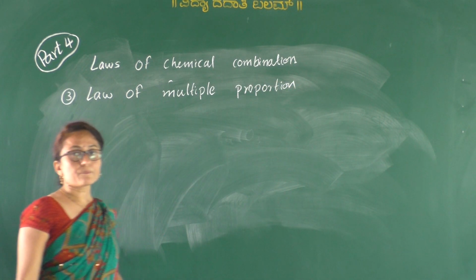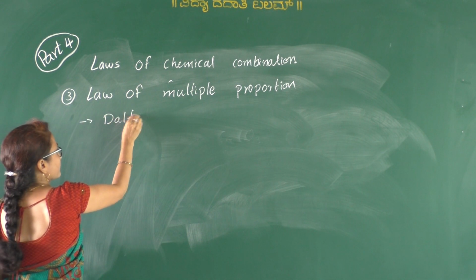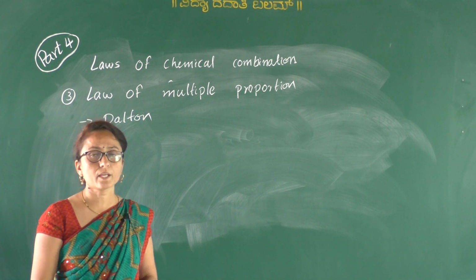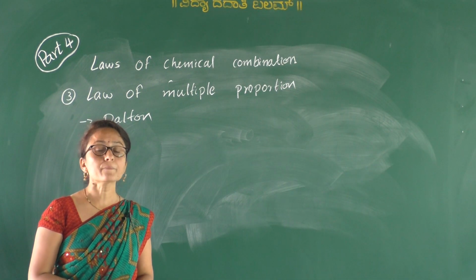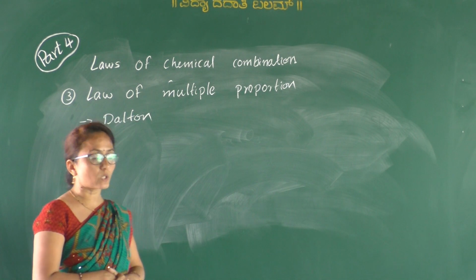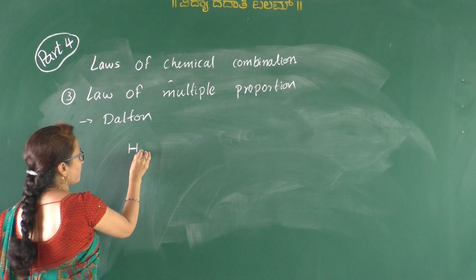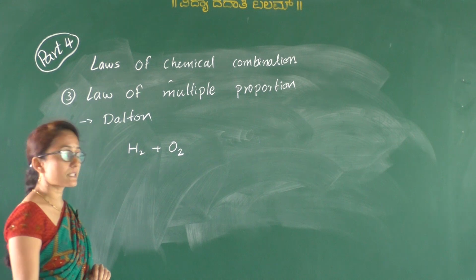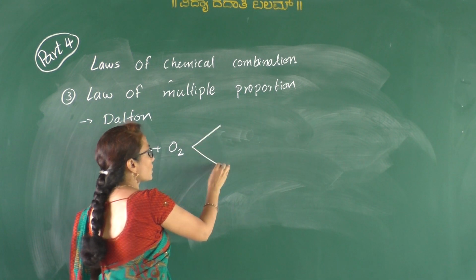So this law was given by the scientist Dalton. This theory was given by the scientist Dalton. Okay. So according to this law, before going to the statement of this law, first I will explain by taking an example. Now consider we have the two elements. One is hydrogen and another one is oxygen. So these two elements are combined to form two compounds.